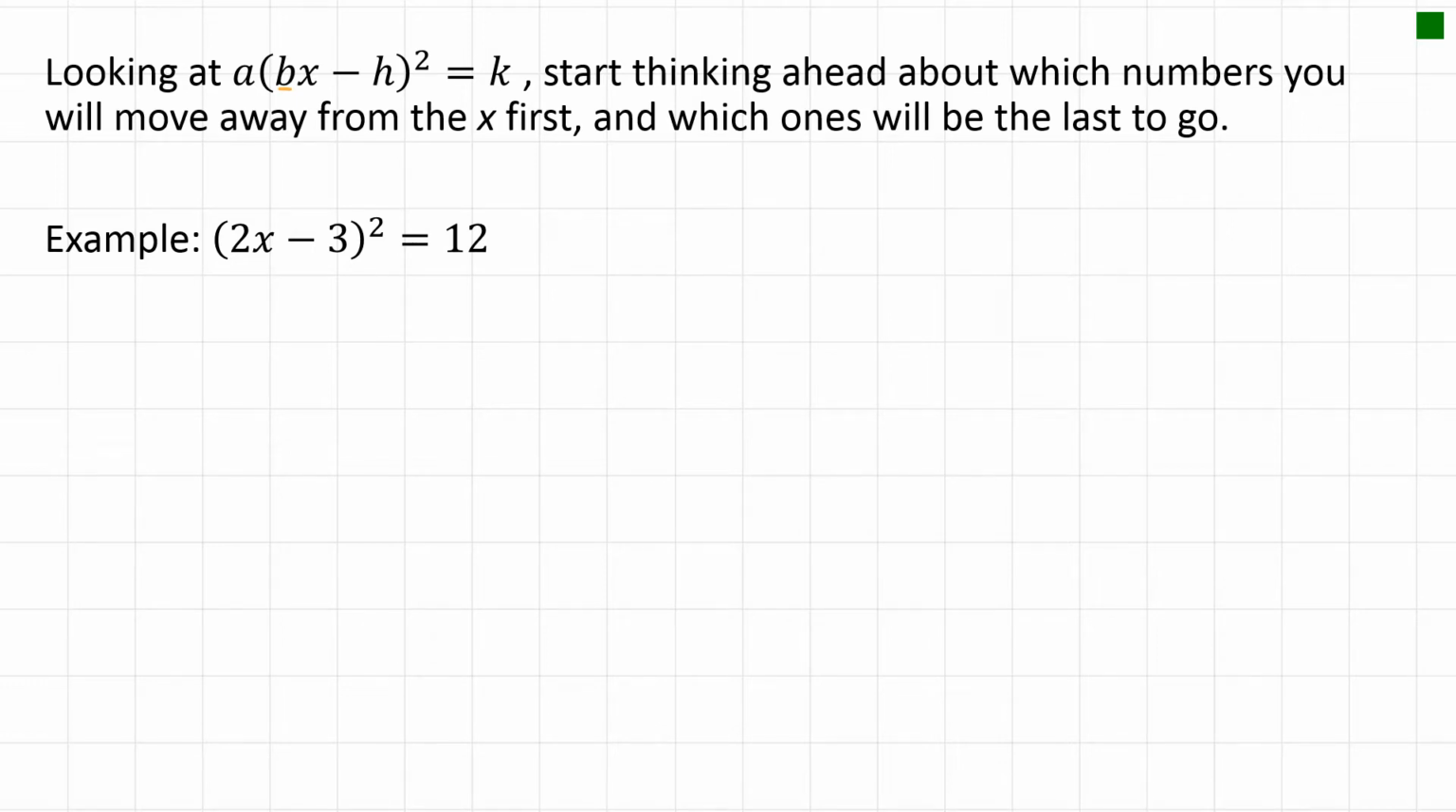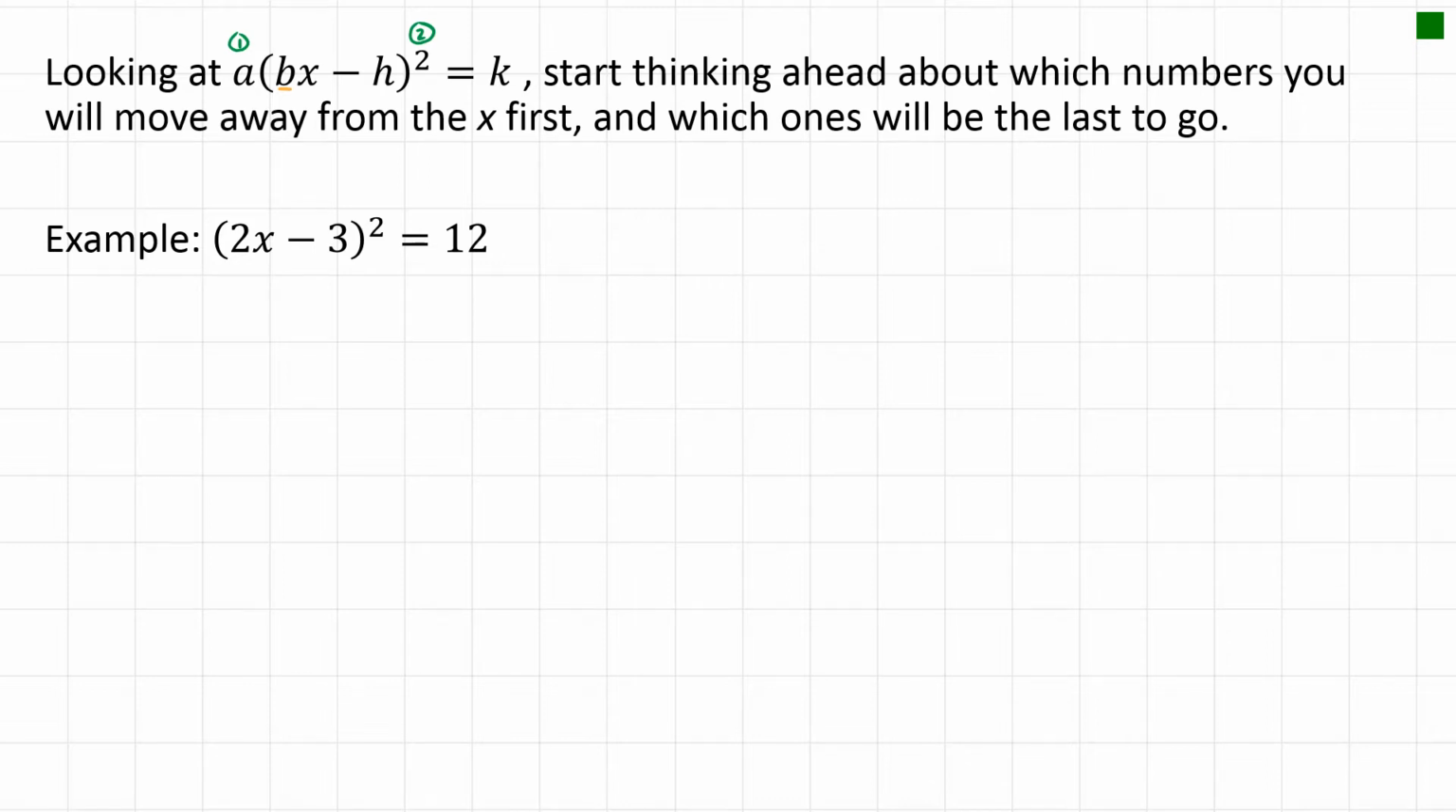The first thing that's most loosely attached to the x is the a. The next thing that's most loosely attached is the thing that's locking bx minus h in those brackets, which is that squared. So that's the second layer of the onion that we'll have to peel away to get to x. And then we'll be left with bx minus h.